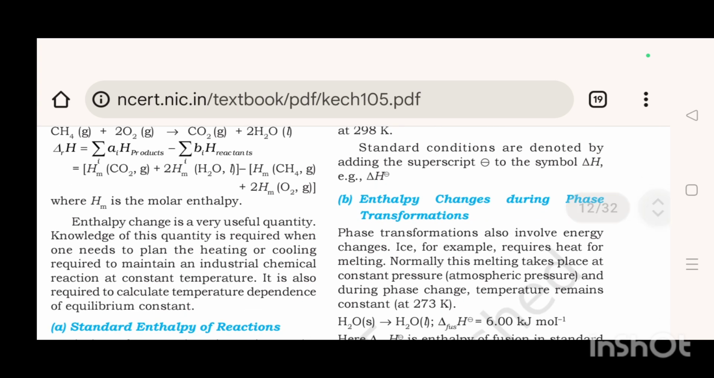Enthalpy change is a very useful quantity. Knowledge of this quantity is required when one needs to plan the heating or cooling required to maintain an industrial chemical reaction at constant temperature. It is also required to calculate the temperature dependence of the equilibrium constant.